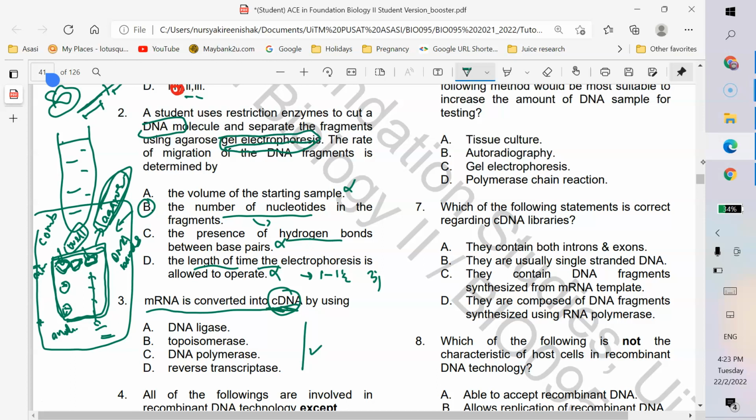Yang dihasilkan menggunakan sebagai apa? Sebagai apa? Yang lain boleh tolong sebagai apa? Template. Okay, tu awak kena faham.